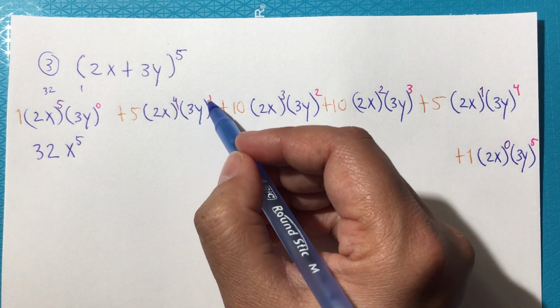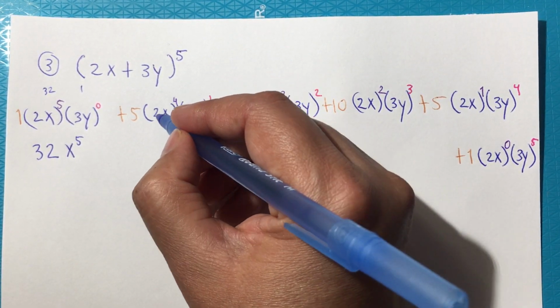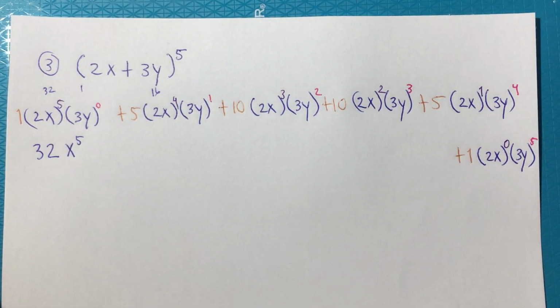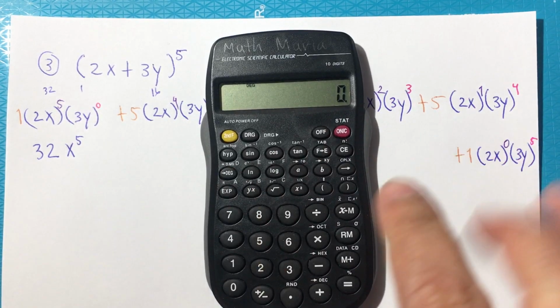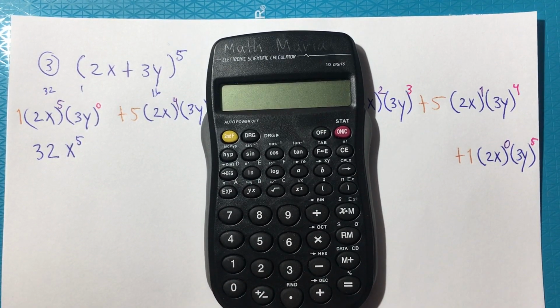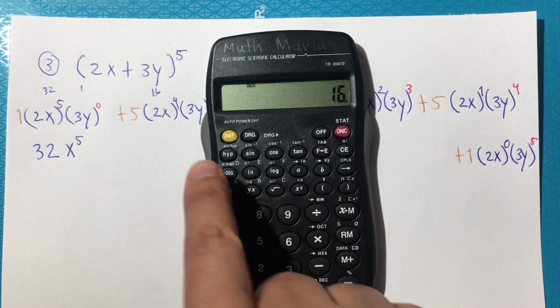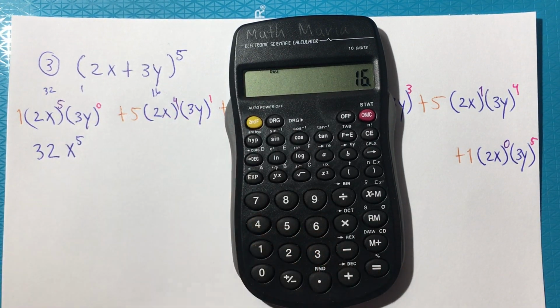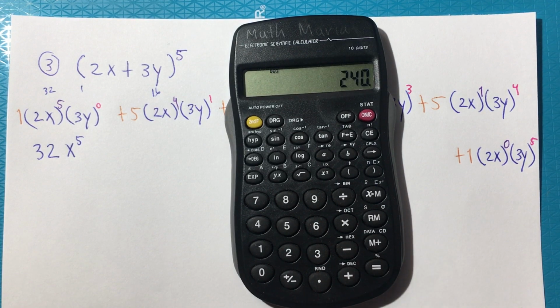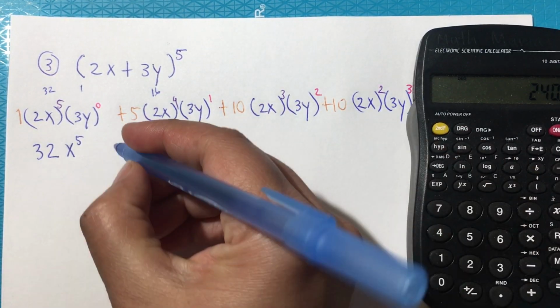For the next one is 3 to the 1, so it's 3. 2 to the 4th is 16. And you can also use your calculator, okay? So 2 power 4 equals, okay? That's the 16. And then times 3 and times 5. Times 3 times 5. And you get 240.